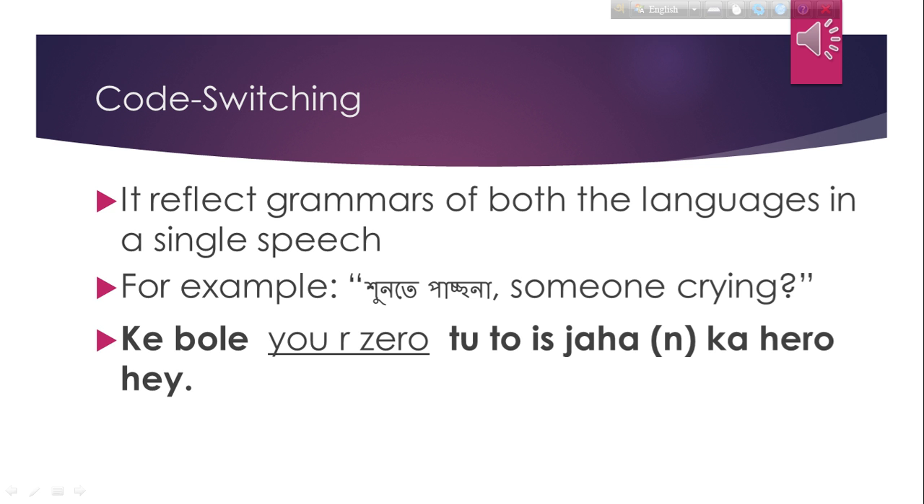And the second sentence may be termed as an example of multilingualism, and the first one is an example of bilingualism where the speaker is accustomed to use two languages at the same time, that means bilingualism. And in the second example here, ke bole you are zero, tu to is jahan ka hero hai, the speaker has frequently used three languages, so it is an example of multilingualism also.